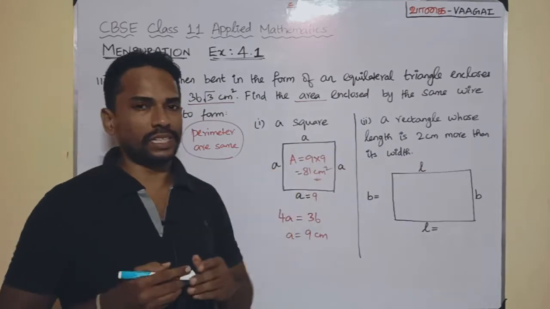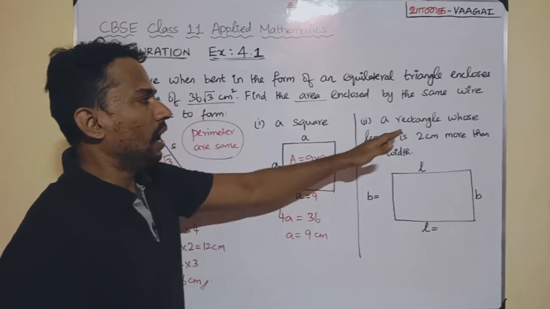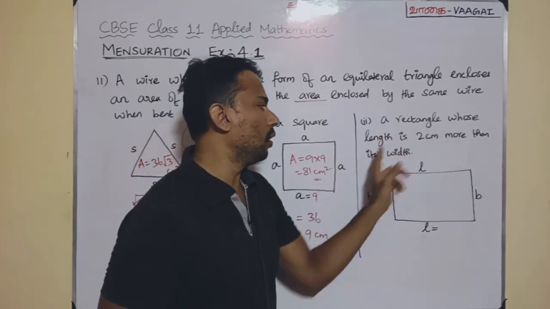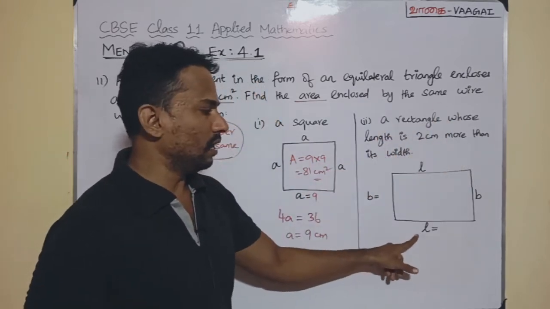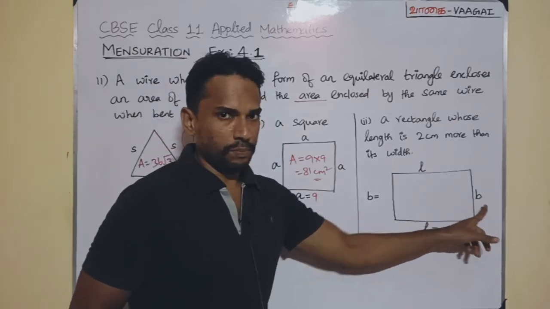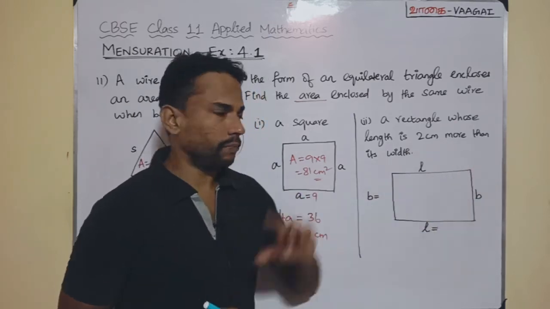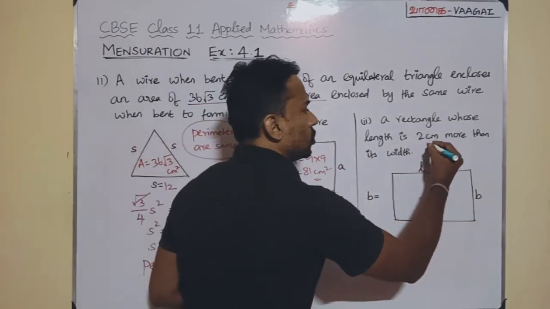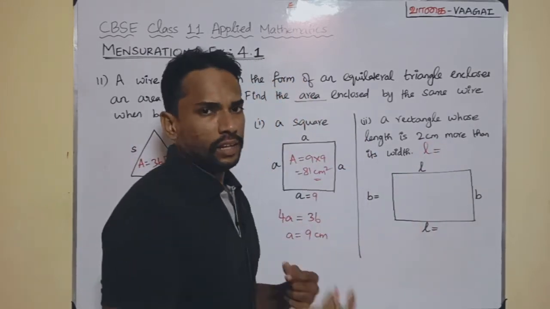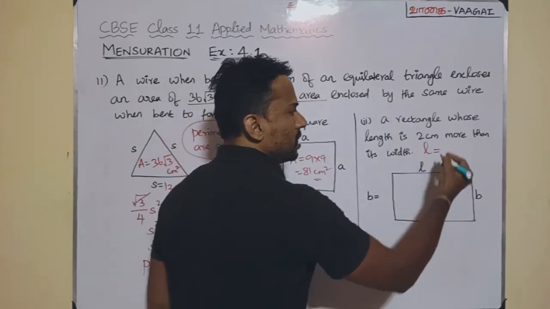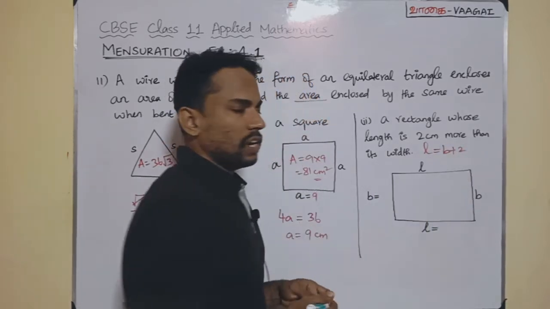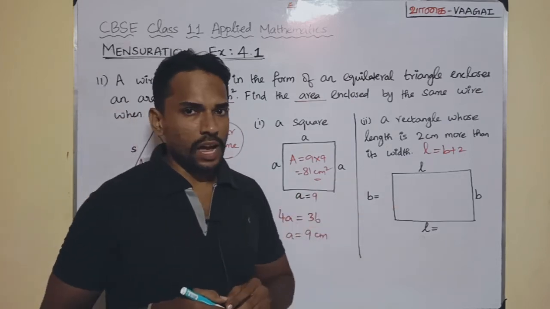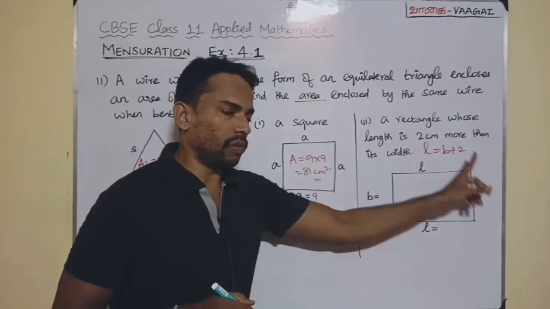And now next is a rectangle. We have a rectangle, and there's a condition also, a rectangle whose length is 2 centimeter more than its width. So here L is the length, B is the width. I am taking the rectangle this way, length and breadth. And what is the condition they gave here? Length, that is, this L should be 2 centimeter more than the width. Okay, that means width is B, so B plus 2. So L is equal to B plus 2. That's what they came to tell. So this is the condition, and based on this condition we have to form the rectangle.